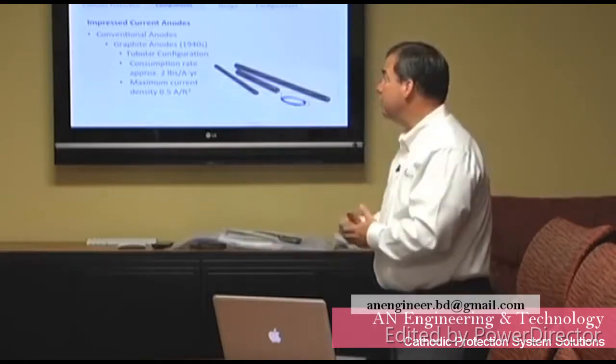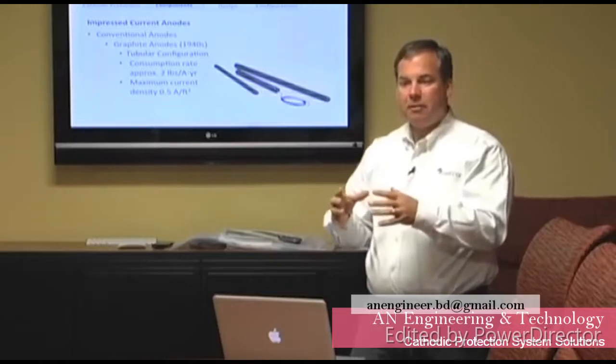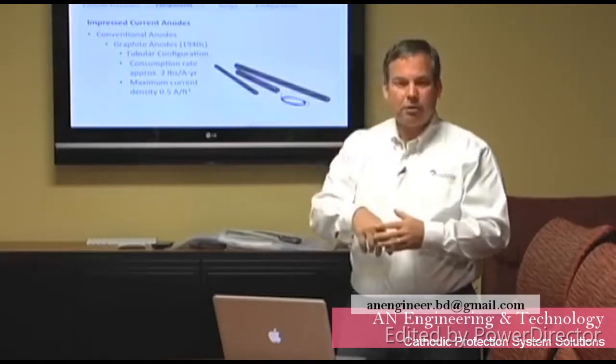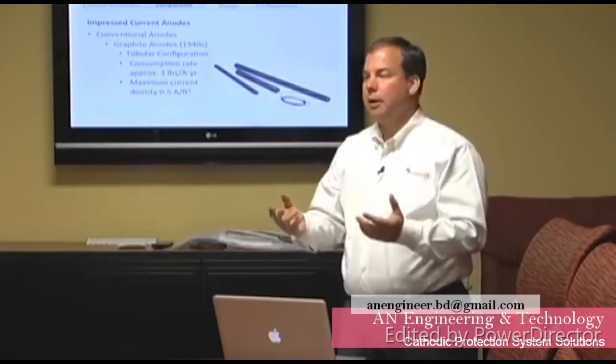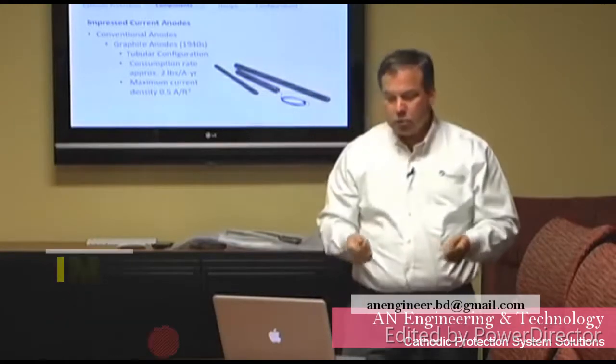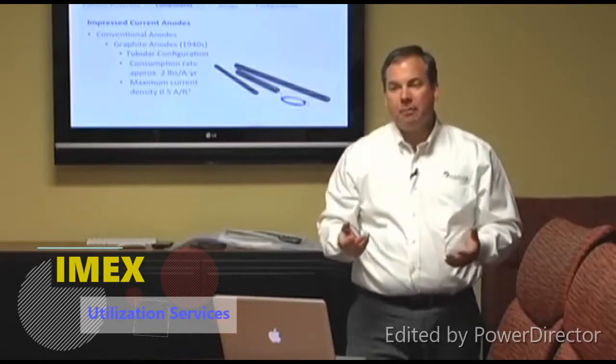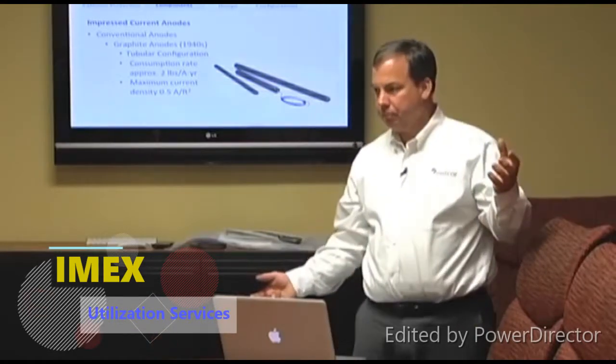The first one is what we call a graphite anode. That's literally a piece of graphite that has a cable connection to it, and you stick it in the ground and you run current off it. It consumes at a rate of about 2 pounds per ampere. And you can generate about half an amp per square foot of surface area. Okay?